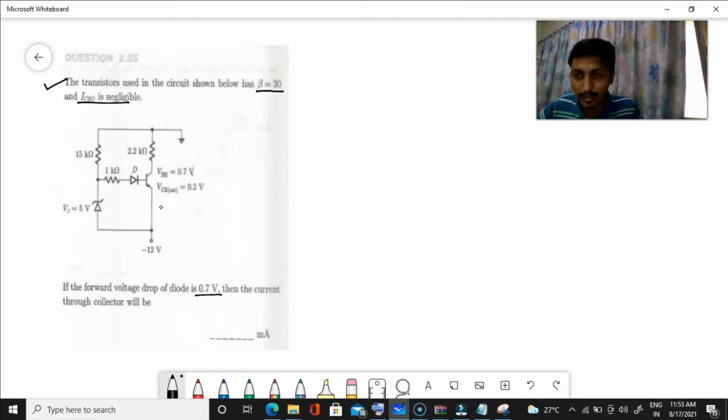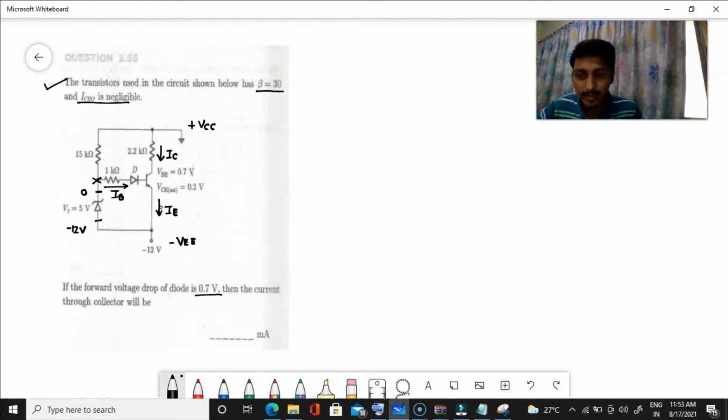Firstly, we will mark all the currents: IB, the base current, the collector current, and the emitter current respectively. You can see the positive of VCC is grounded and the negative is given as minus VEE, which is minus 12 volts. In this kind of problem, firstly we check whether the Zener diode is operating in reverse bias or not. As you can see, the negative part is grounded and the positive part is minus 12 volts, so it will be replaced by a 5 volt battery.